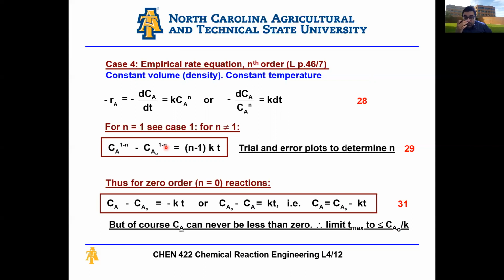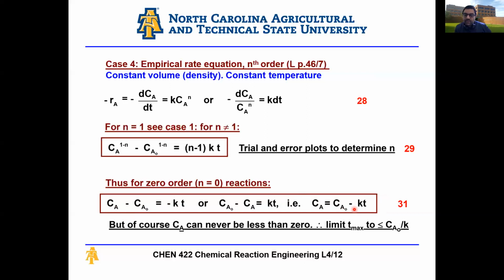For the case of zero order reactions, n is 0. So this equation really reduces to something very simple. It becomes CA minus CA naught is equal to minus kt, or CA naught minus CA is equal to kt. Basically, CA is equal to CA naught minus kt, right? So for a zero order reaction, your expression is very similar, and you can use this expression to test against your experimental data.